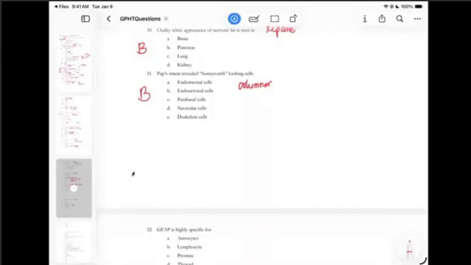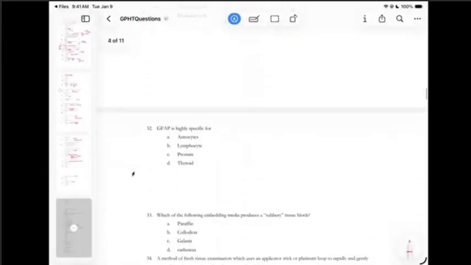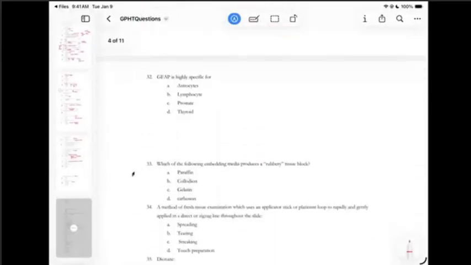For number 32, so GFAP. So GFAP, that is your glial fibrillary acidic protein. And this is a marker. Okay, this is a marker, no? A marker very specific for glial cells, no? Particularly your astrocytes. So this is a very important marker for the presence of astrocytes.